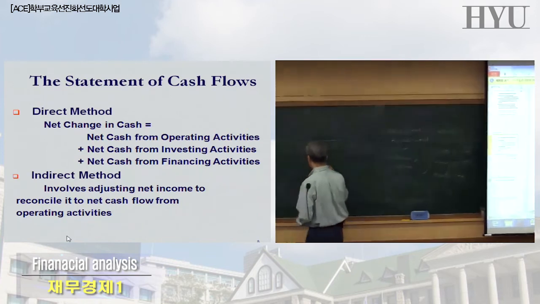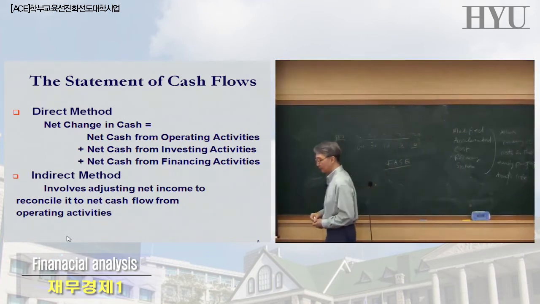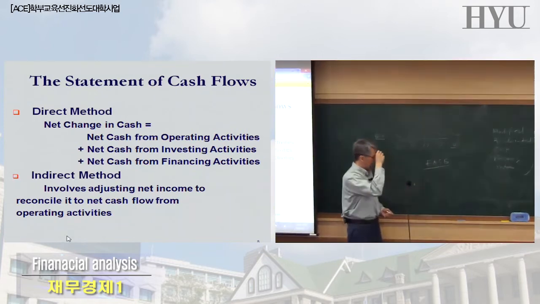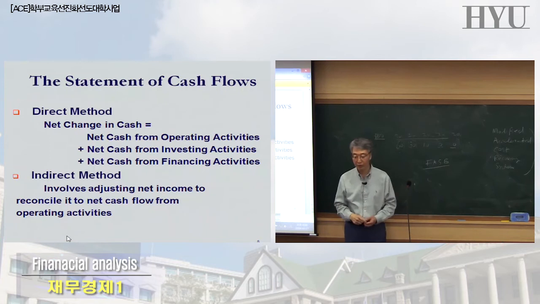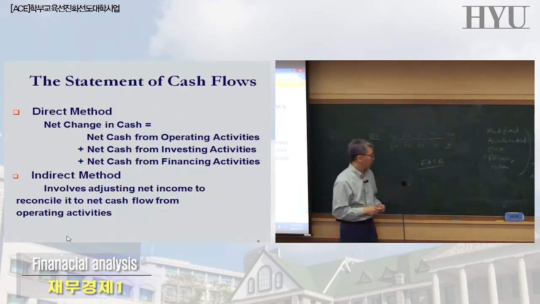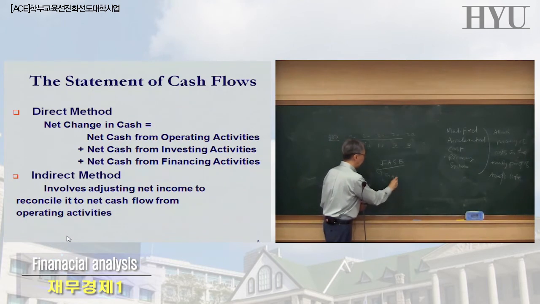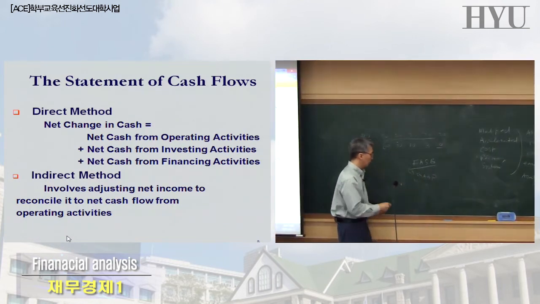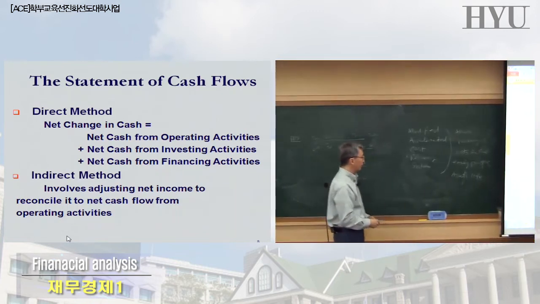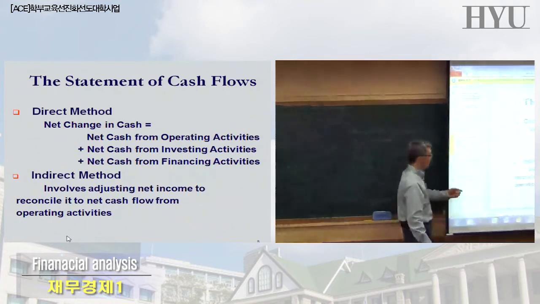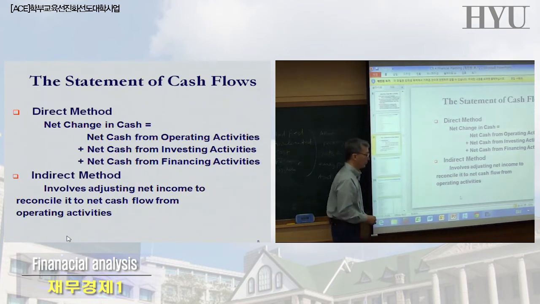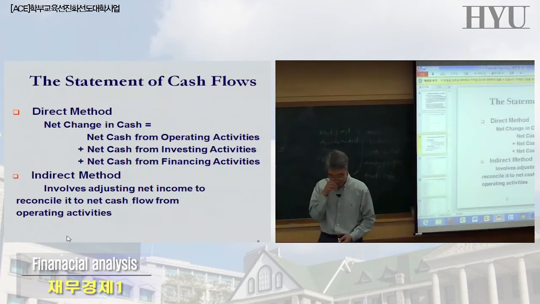FASB, F-A-S-B, is called the Financial Accounting Standards Board. This is an organization that establishes all the rules in accounting in the United States. FASB comes up with the GAAP, generally accepted accounting principles. So according to FASB, this direct method is recommended. But in practice, a lot of companies use the indirect method because the indirect method has some advantages. And we'll see the difference.